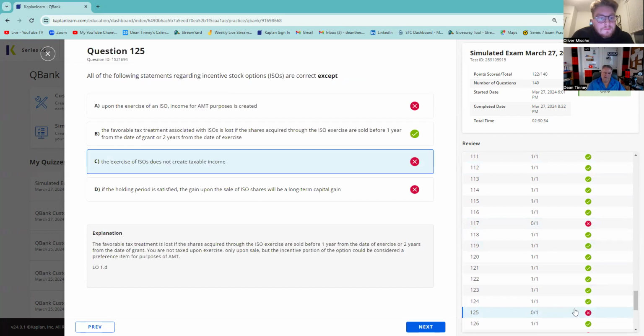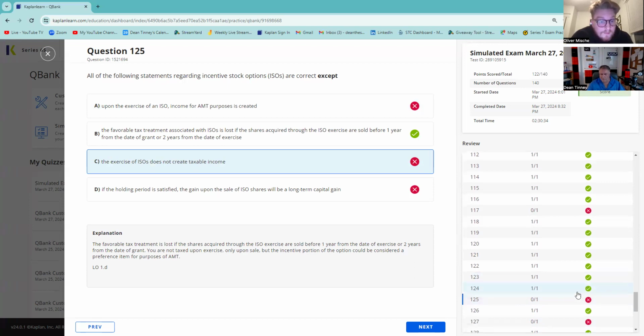Got it. You said that the ISO does not create taxable income. All correct except, and so you were saying that's false, and it does. That's why Elon had to sell a bunch of stock. B was the right answer. I wouldn't worry about that. I would just know the ISO versus the non-qualified version.